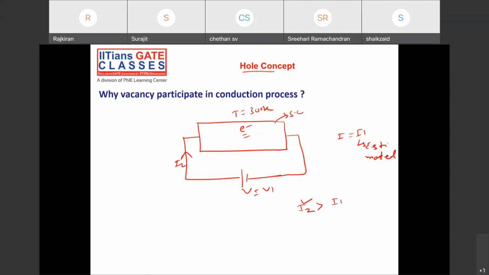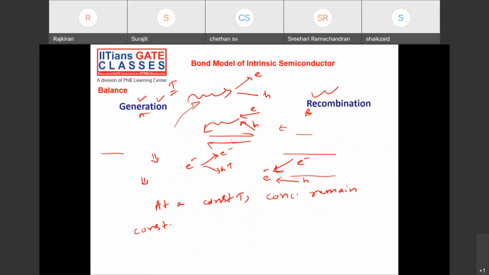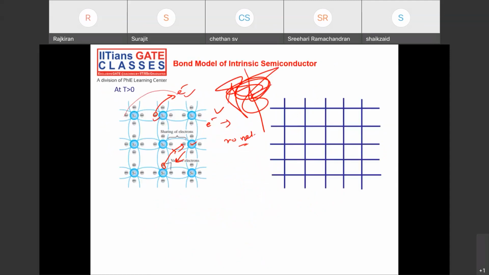Clear, sir. One more thing I want to tell you. You see, the electrons are free to move like anything. But the bound electrons can only move into holes. So the movement of a free electron is easier than that of a bound electron. In this semiconductor, the electrons can move freely anywhere, so their movement is much easier compared to the movement of bound electrons, right?